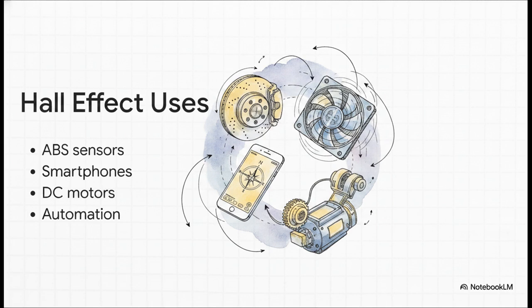Hall effect sensors are what tell your car's anti-lock braking system exactly how fast the wheels are turning. They power motorcycle speedometers. You know when you open your smartphone flip cover and the screen just magically turns on? Or when you use the digital compass to find your way? That's a Hall sensor. They regulate computer cooling fans, they control the precise timing in brushless DC motors, and they act as absolutely critical position and speed sensors in massive industrial automation systems. The Hall effect is literally everywhere.